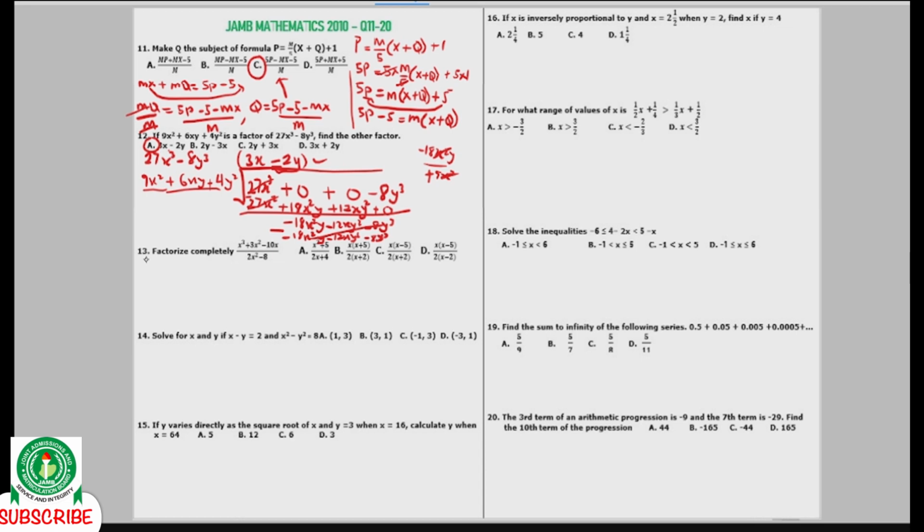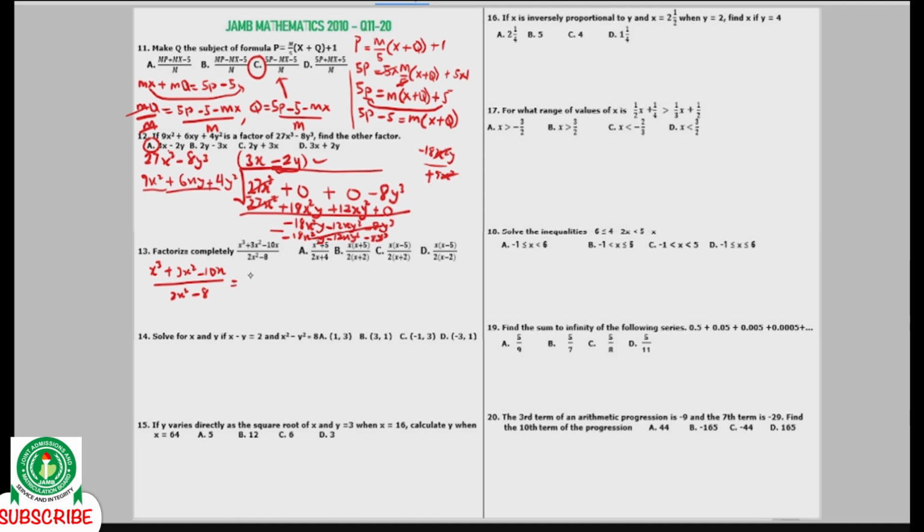Question number 13 says factorize completely x cubed plus 3x squared minus 10x all over 2x squared minus 8. We have to factorize completely. Now how do we go about that? We have x cubed plus 3x squared minus 10x all over 2x squared minus 8. So we have to factorize completely.